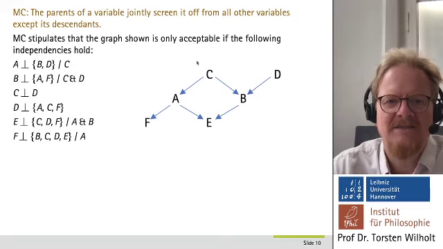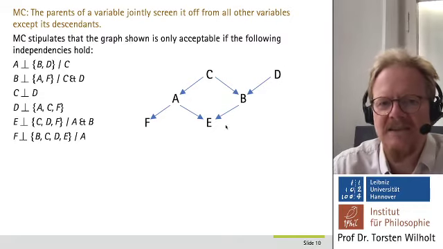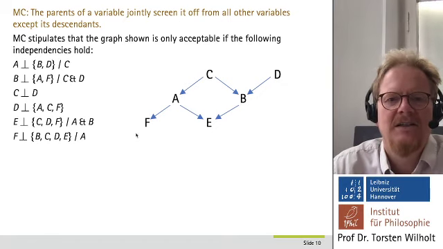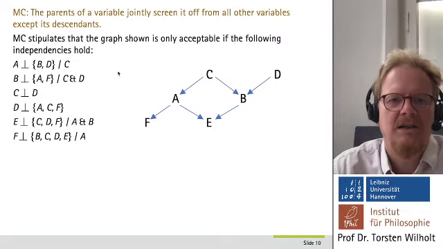The parent of A is just C. Yeah? So C must screen off A both from B and from D. Not from F or E because those are the descendants and that's okay. But C must screen off A both from B and from D.